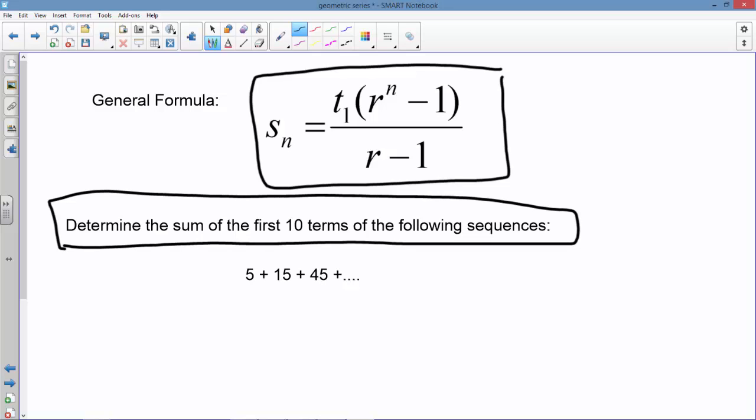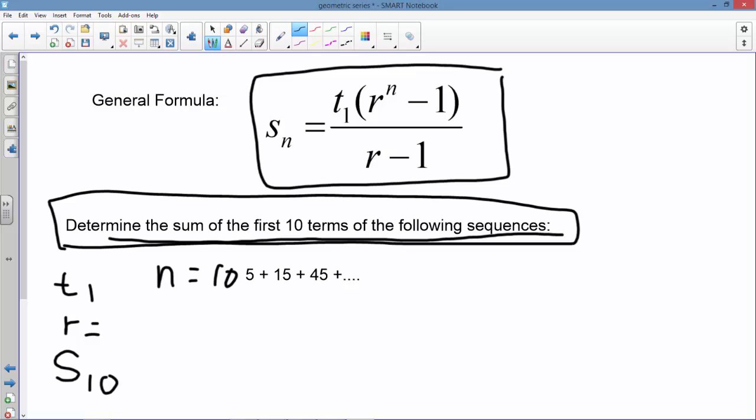Okay, so determine the sum of the first 10 terms of the following sequence. So the first thing we need to do is find T1, find R, and then we have to find the sum of the 10 terms. Okay, so n is going to equal 10 because there's 10 terms. T1 is 5, and R is 15 divided by 5, which is 3. So now we go up to our formula here.